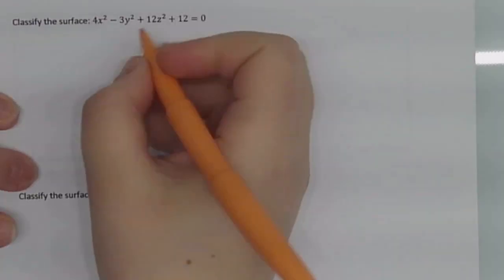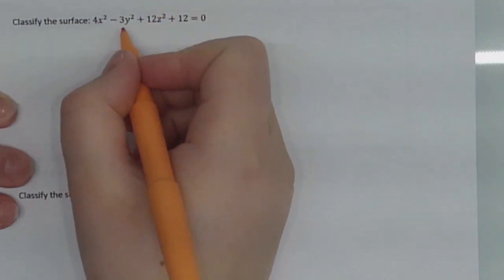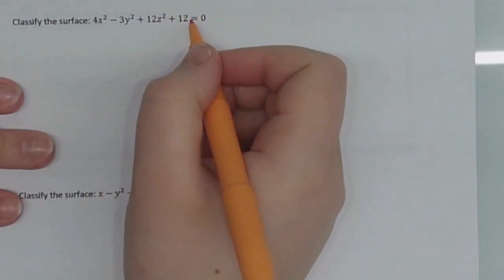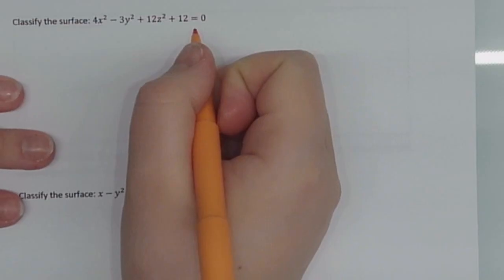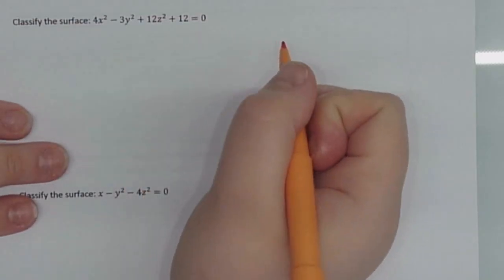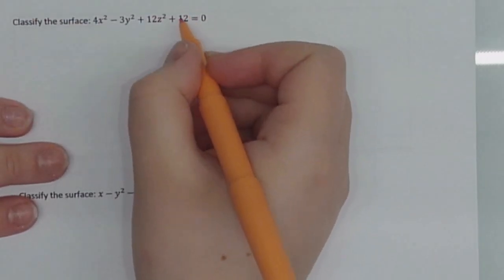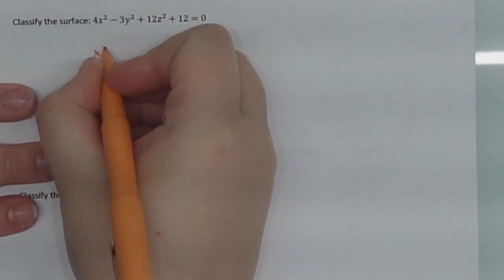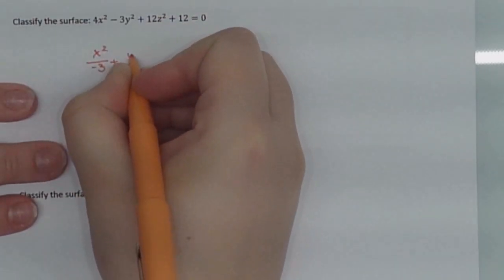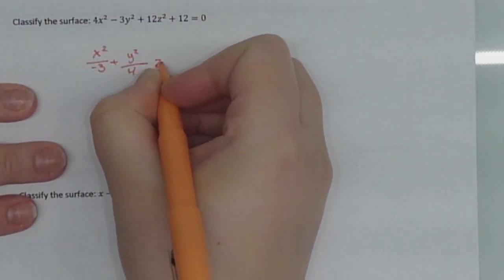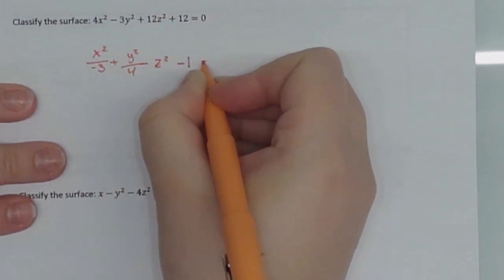Alright, so on the next page, we're going to classify some of our surfaces. Right here we have 4x squared minus 3y squared plus 12z plus 12. What I'm going to do is divide everything by 12. I want that number back here to be a 1. So if I do that, I have x squared over negative 3 plus y squared over 4 minus z squared minus 1. Move the 1 to the other side.